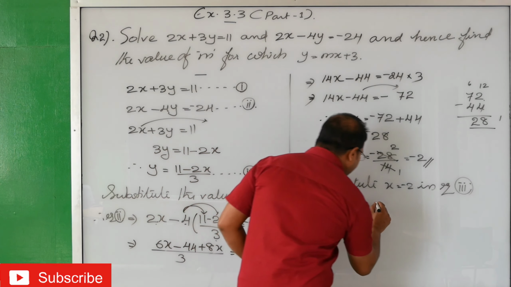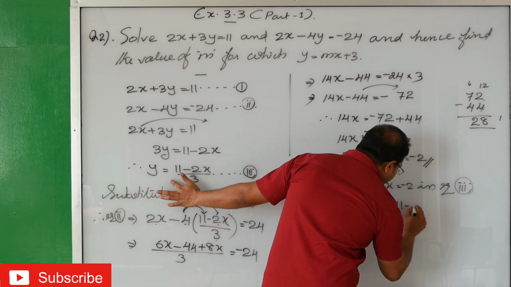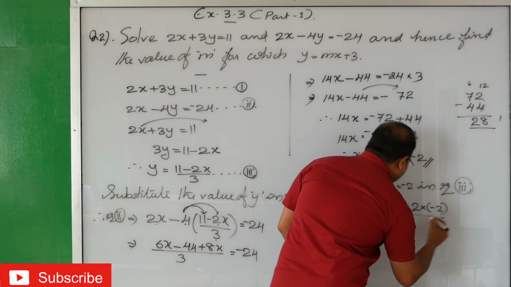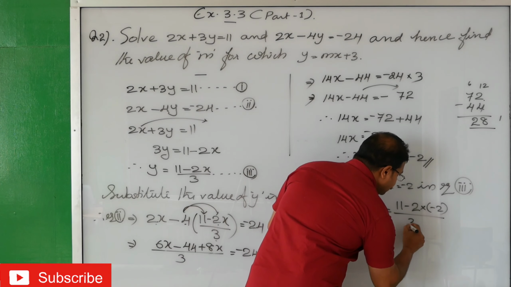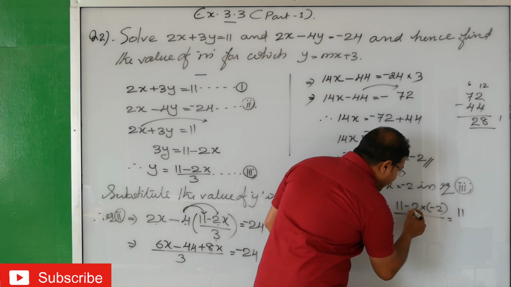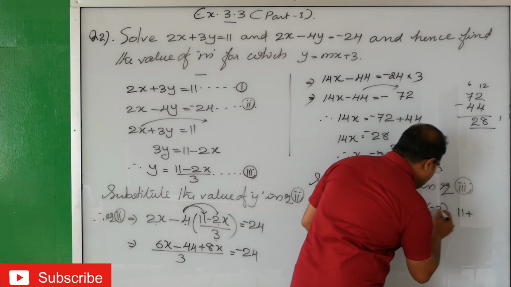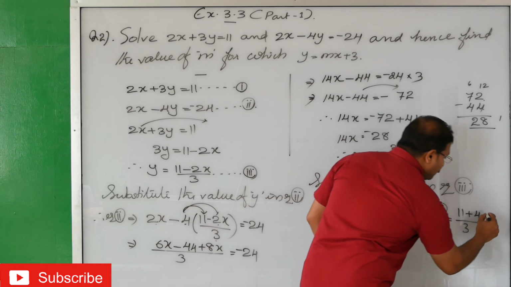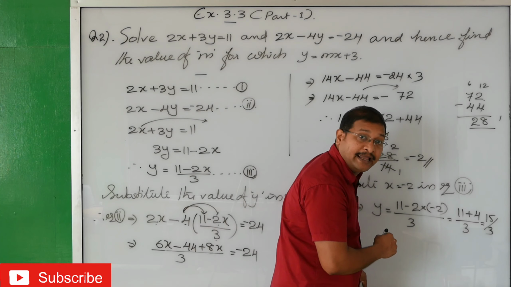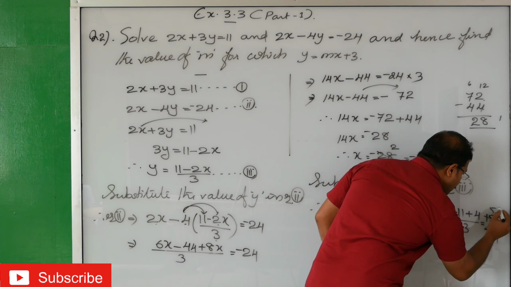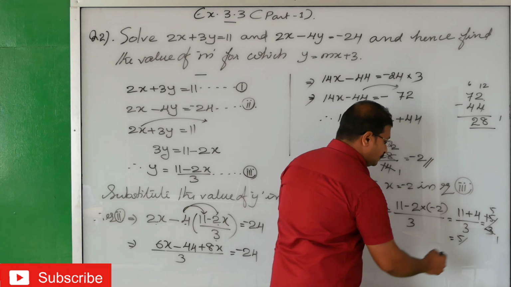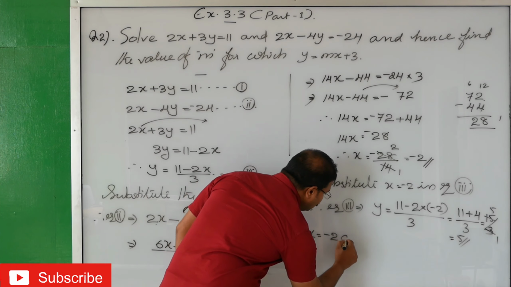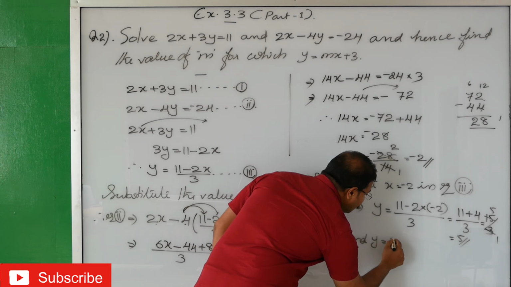y equals (11 minus 2 into, in place of x, what will you write? Minus 2, put in bracket) divided by 3, equals (11 minus into minus plus, 2 2s are 4) divided by 3. 11 plus 4, 15. 15 by 3. We can cancel by 3. 3 1s are 3, 3 5s are 15. So the answer is 5. Ready? Therefore, x equals minus 2 and y equals 5.